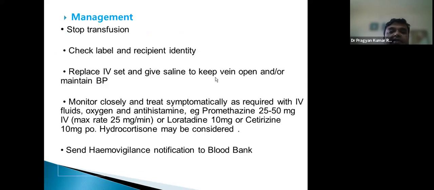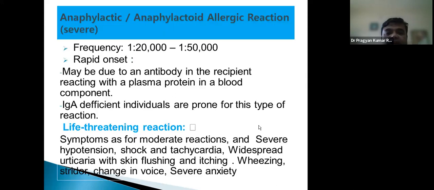Management: you have to stop the transfusion. I think somebody has raised a hand. Okay, fine, I'll continue. We'll take up the answers at the end. So management is stop transfusion, check label and recipient identity, replace the IV set and give saline to keep the vein open and maintain BP, monitor closely and treat symptomatically as required with IV fluid, oxygen, and antihistamines, and send hemovigilance notification to the blood bank. So these are the allergic reactions.